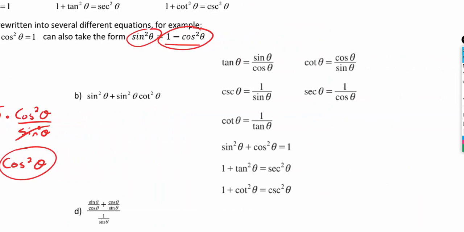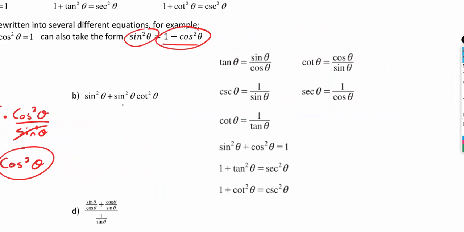All right, next one. Now we've got sine squared theta plus sine squared theta times cotan squared theta. Let's see if we can make any use of this cotan squared theta, because I can't really figure out what that would be yet. You could do weird things, like rewrite that cotan squared theta as cosecant squared theta minus 1, but I think that's getting more confusing, not less. So let's just try rewriting this in terms of sine or cos.